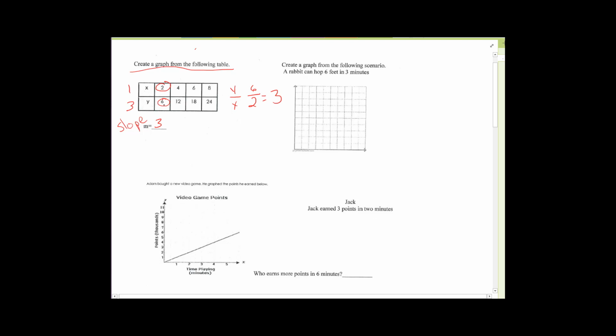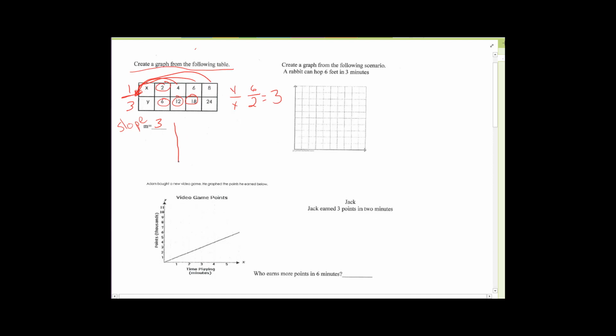So again, I have 1 over 3. So 4 times 3 equals 12. 6 times 3 equals 18, and so on. 8 times 3 is 24. So that's how I can tell my graph is linear. It's going in a straight line up.